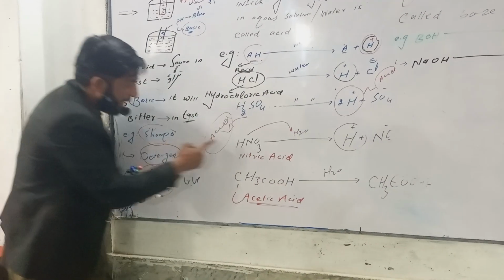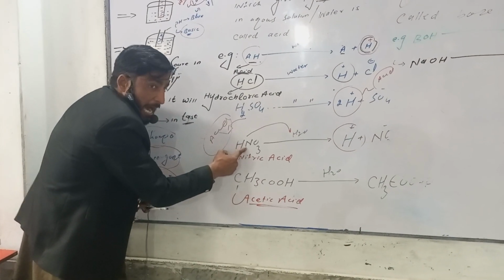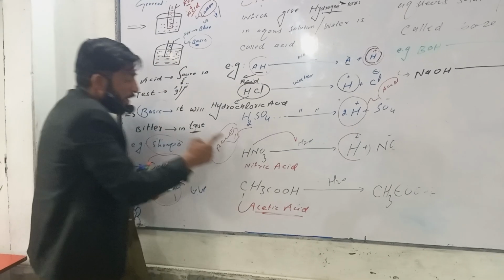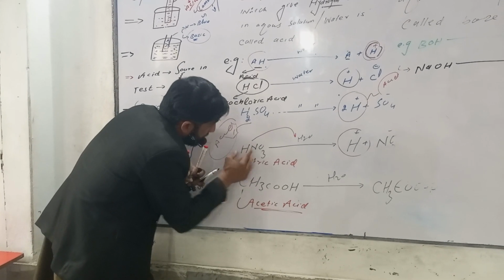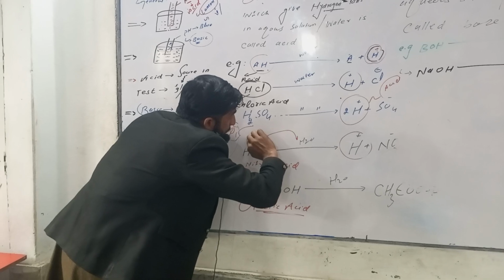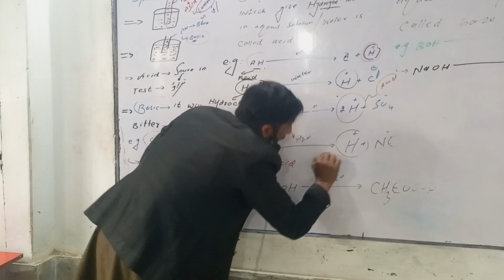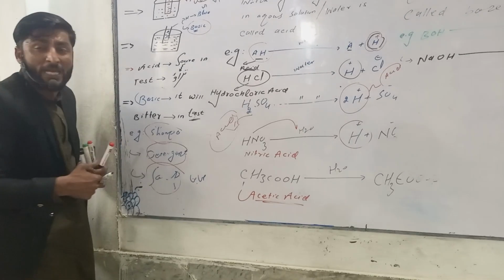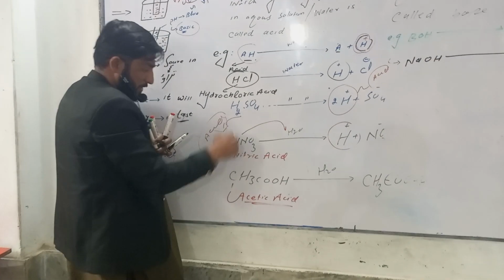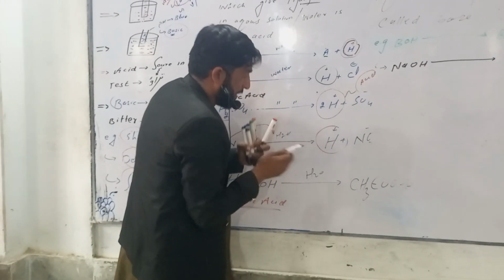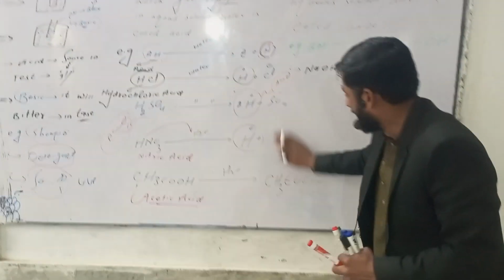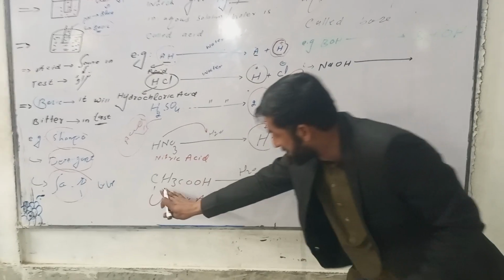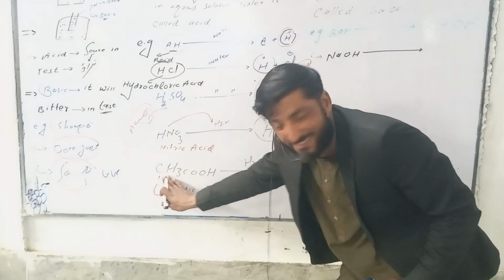The third example, this is nitric acid. Arrhenius said the substance which gives us hydrogen ion could be the acid. Look at this, nitric acid. When we pour this substance in water, it will give us hydrogen ion, so that substance could be the acid. It will give hydrogen ion plus a nitrate ion, NO3 minus.